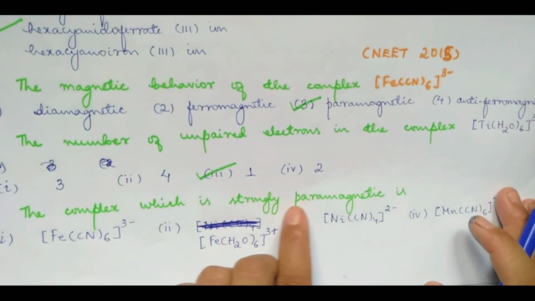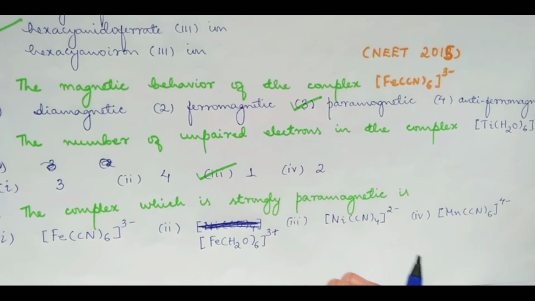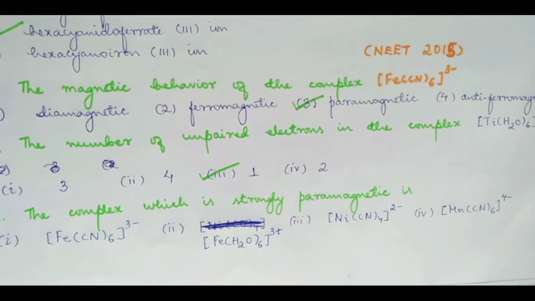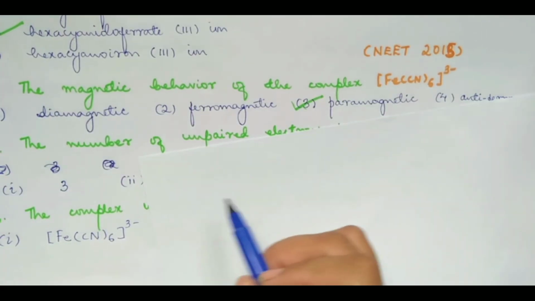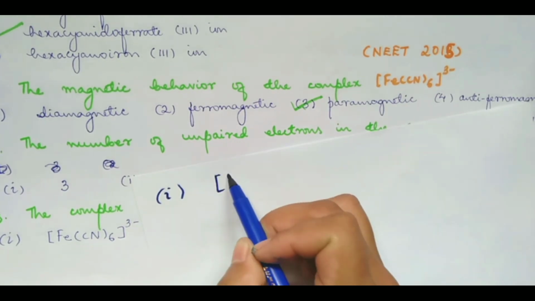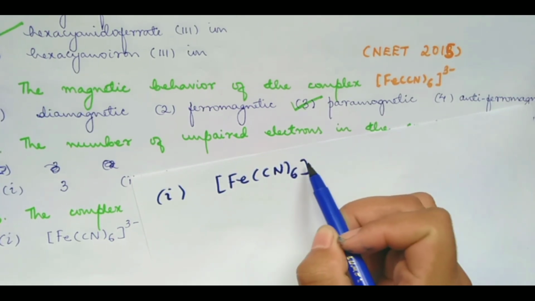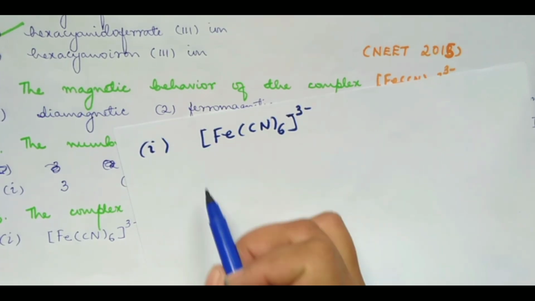The complex which is strongly paramagnetic is which one? Here you have to find out the number of unpaired electrons. The complex which has many unpaired electrons, that will be strongly paramagnetic. Clear? Let us do. Number 1, we calculate the number of unpaired electrons in the central metal atom.